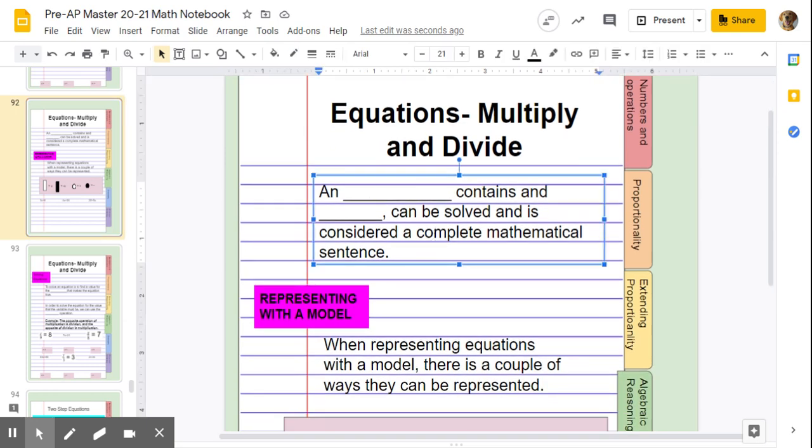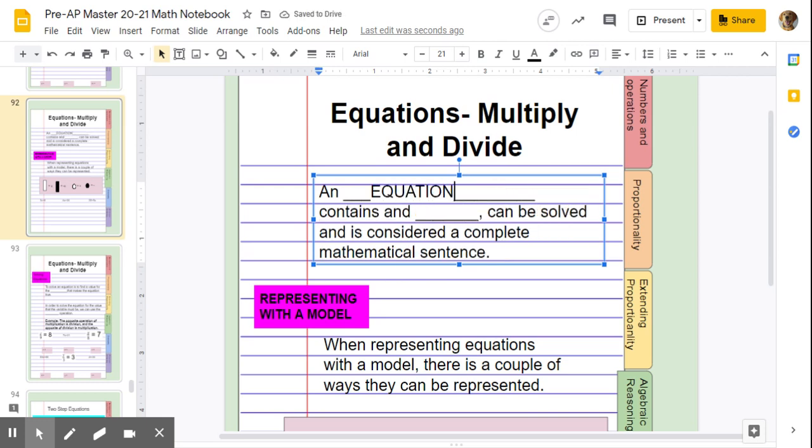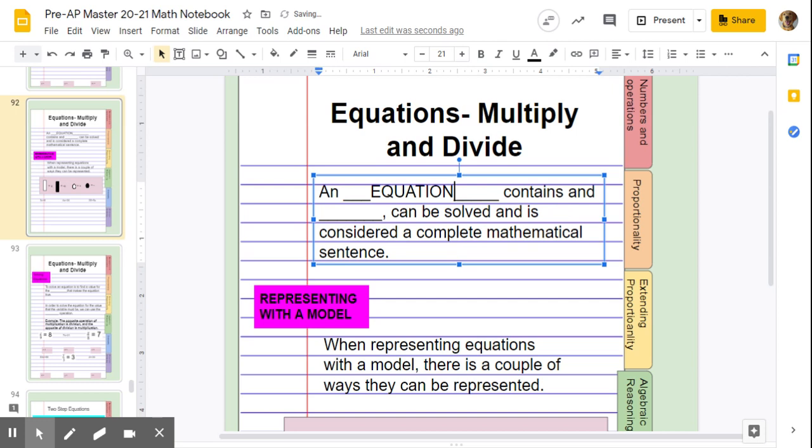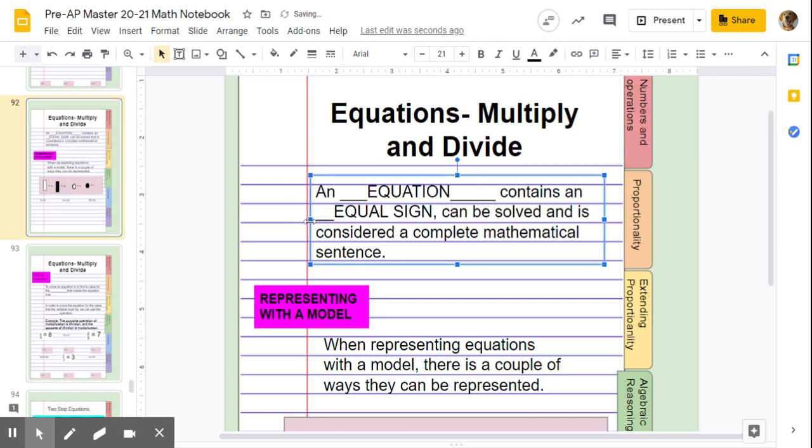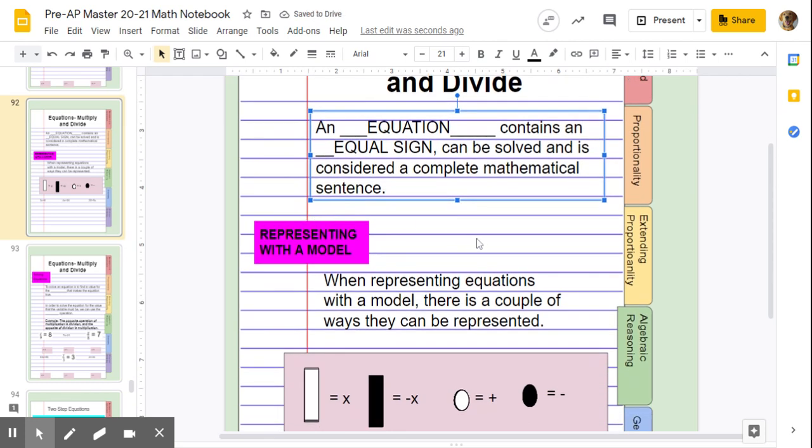So an equation contains an equal sign, can be solved, and is considered a complete mathematical sentence. Again, we had that same sentence yesterday. If I give it to you 2 days in a row, it might be kind of important, just saying.